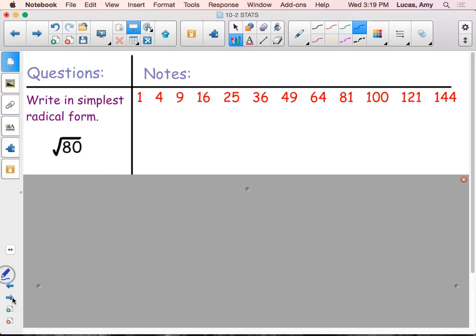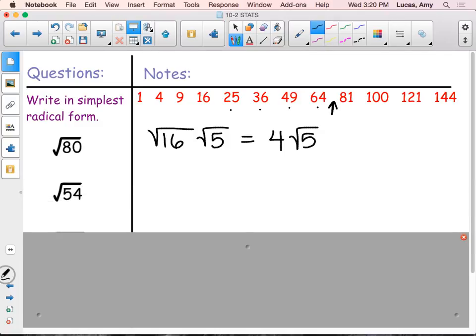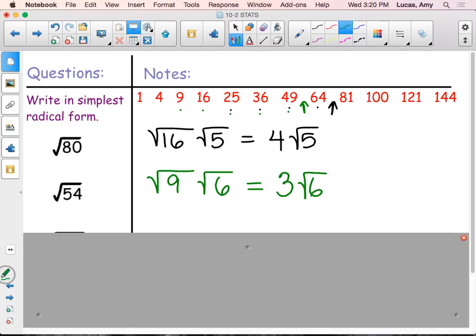We have 3 more examples to get you some more practice. So 80. 80 cannot be divided by 64, 49, 36, or 25 evenly. It's divided evenly by 16. 16 times 5 is 80. The square root of 16 is 4, so 4 times the square root of 5. Next up, 54. It does not divide evenly by 49 or 36, 25, or 16. It divides evenly by 9. 9 times 6 is 54. The square root of 9 is 3. So 3 times the square root of 6.